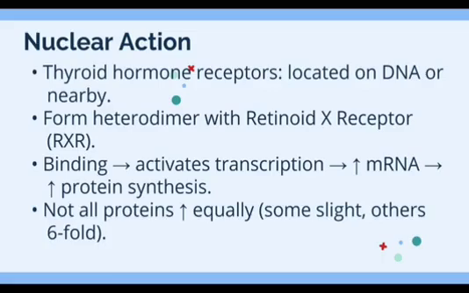The nuclear action of thyroid hormones. Thyroid hormone receptors are located on DNA or nearby. So this binding activates transcription. It increases mRNA synthesis and it increases protein synthesis. But not all the proteins increase by the same amount. Some are slight and some are in larger amounts.